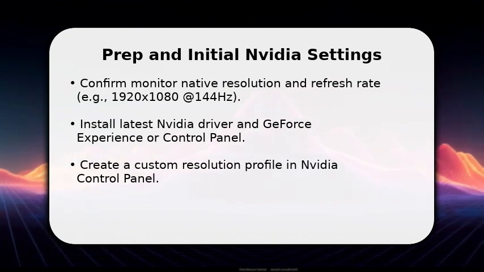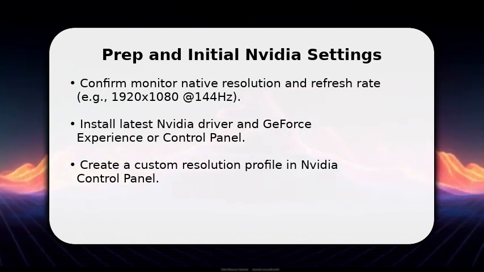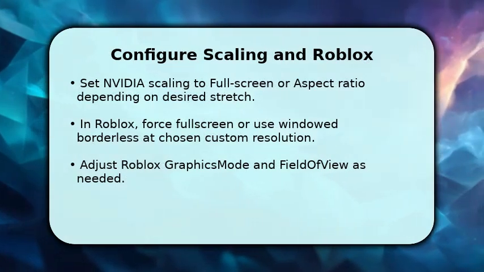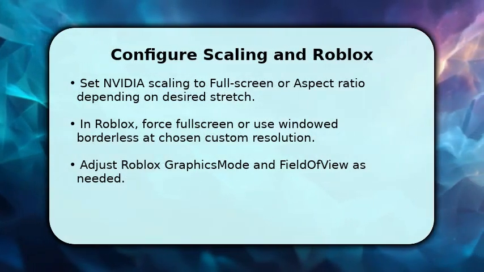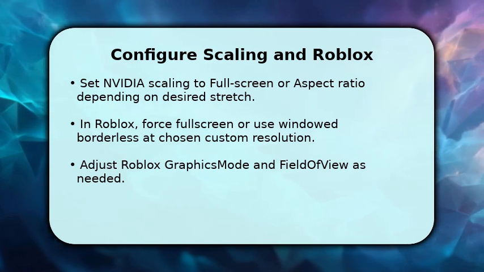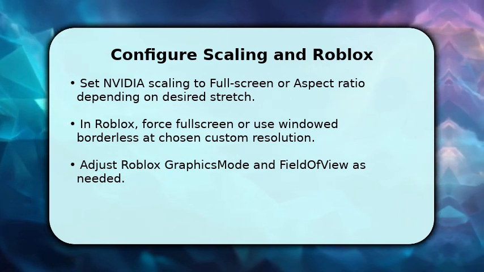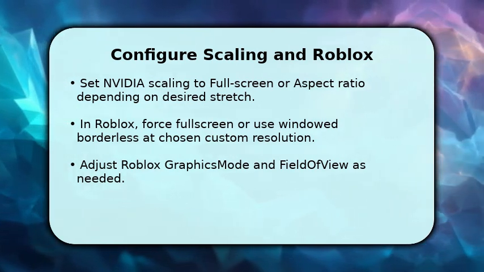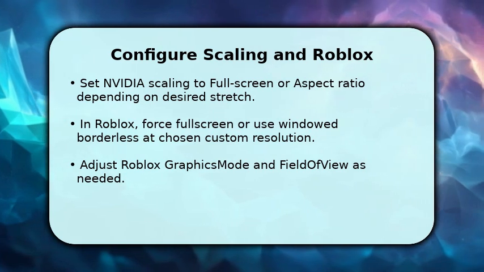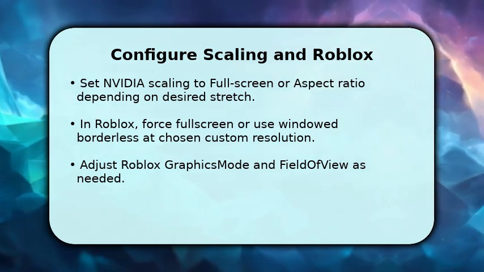This gives you a controlled baseline before changing Roblox settings. Next, you adjust how the GPU scales the image. Set Nvidia scaling to full screen for a true stretched look, or aspect ratio if you want letterbox preserved. Choose GPU as the scaling device so Windows doesn't interfere. Once set, launch Roblox and force the game into full screen, or use a borderless window at your custom resolution.